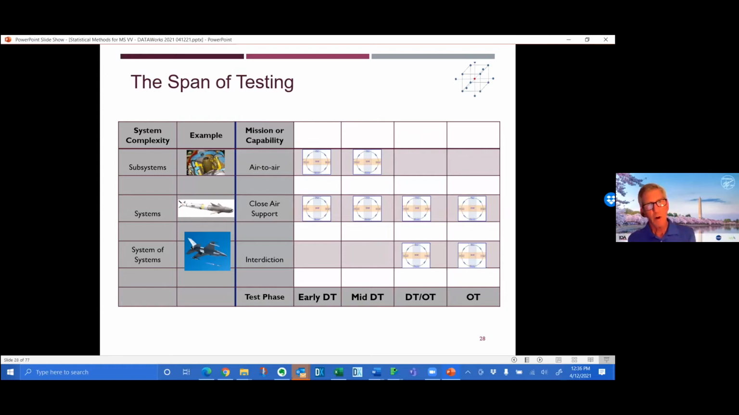And then we want to invoke that across the entire acquisition lifecycle so that we're seeing what is going on holistically, and that we're getting information fed from early DT to mid DT to integrated DT, OT, all the way to OT, and playing the team approach as we go along.